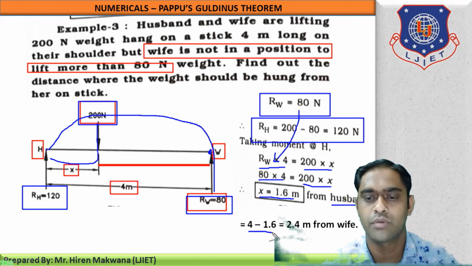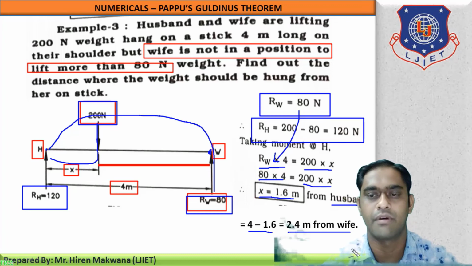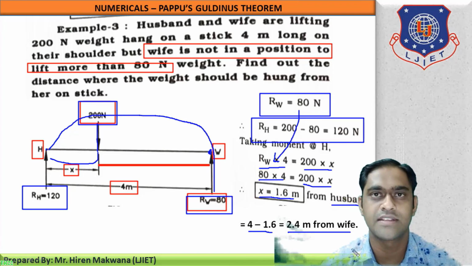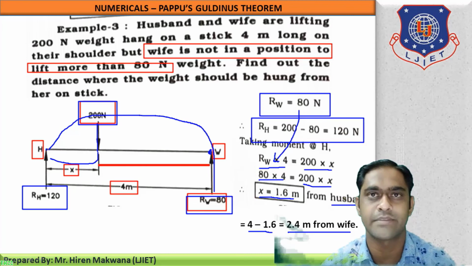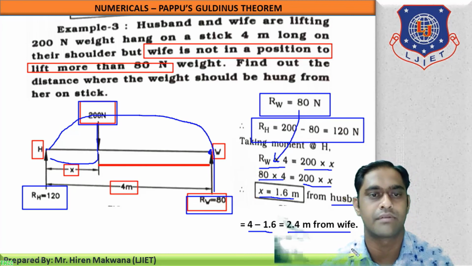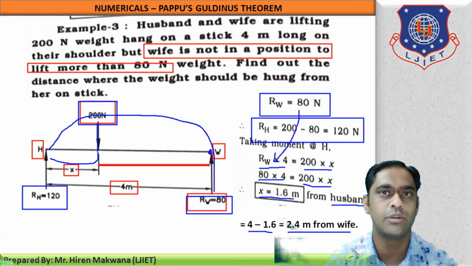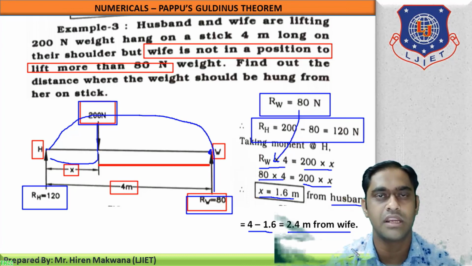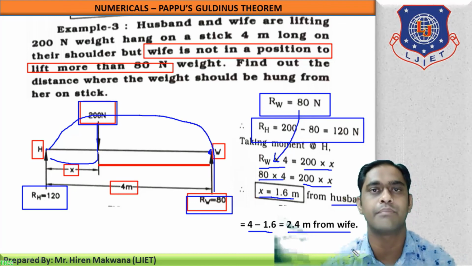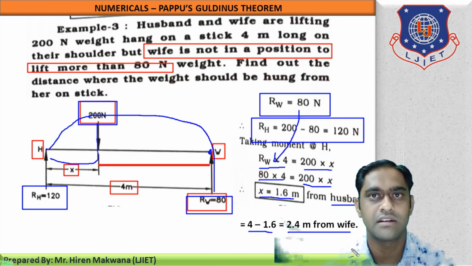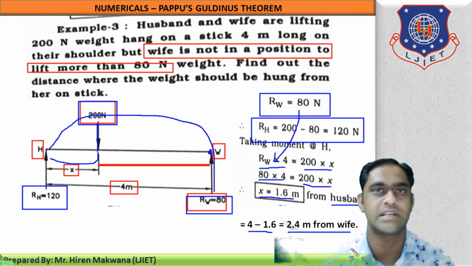So the total distance 4 minus 1.6 is equal to 2.4 meter from the wife. So here the distance x is equal to 1.6 meter from the husband and 2.4 meter from the wife, at which the weight should be hung to balance the load. Okay, so this type of numericals are very simple numericals in which only steps number 1, 3 and 4 are performed. We will see in the next lecture in which all 5 steps have to be done, means horizontal, inclined, etc. forces are also present there. So we will see it in the next example.